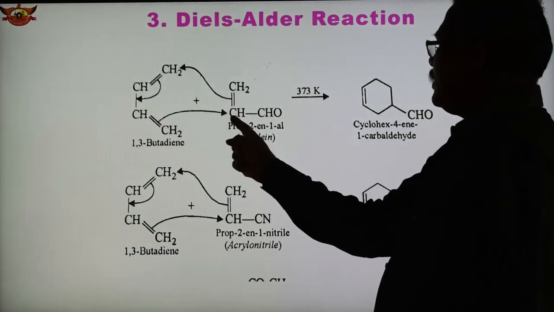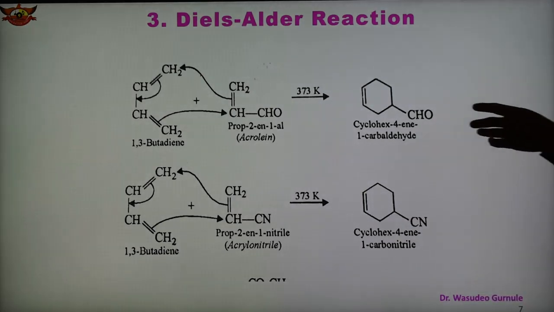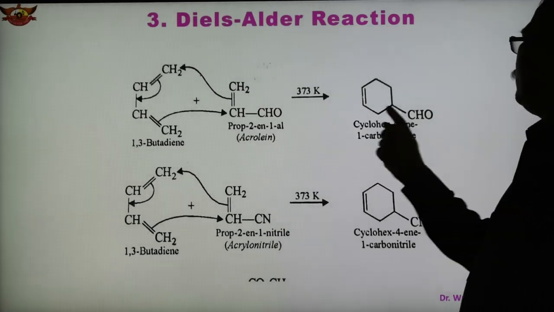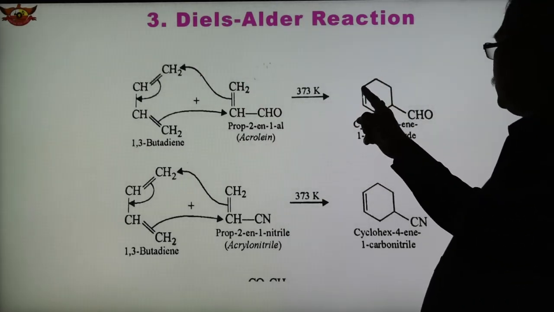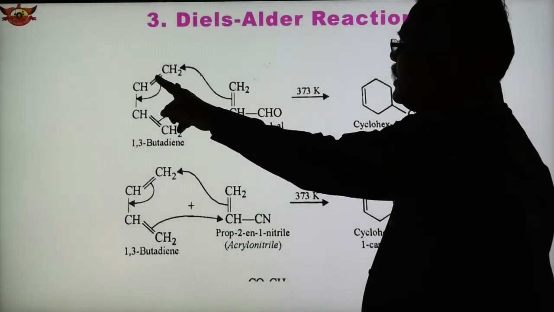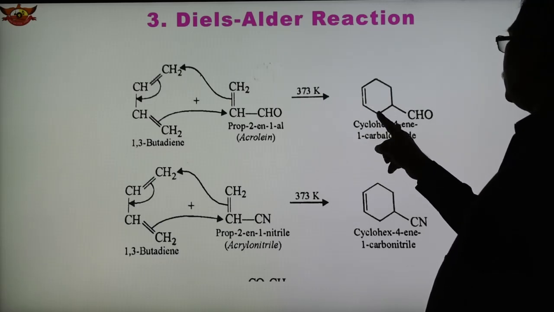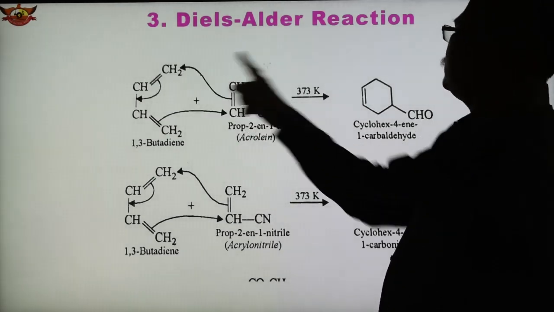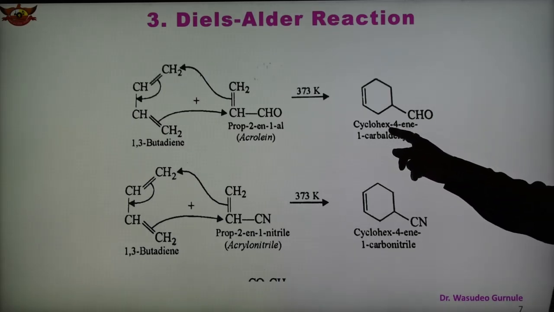So in this case, now see, this group joined here. Again this group joined here, and these 4 carbons and these 2 carbons form a 6-membered ring. On this carbon there is a CHO group. So this is CH2, this is CH, here CH, because the double bond breaks and the bond shifts here, so it becomes a double bond. Here is the CH2 group, then CH, then CH2, again CH2, and here this CH has the CHO group. So the name of the compound is cyclohexene-4-carbaldehyde.